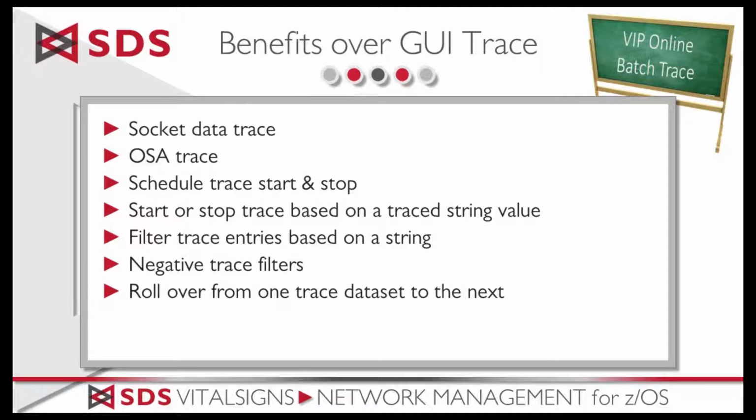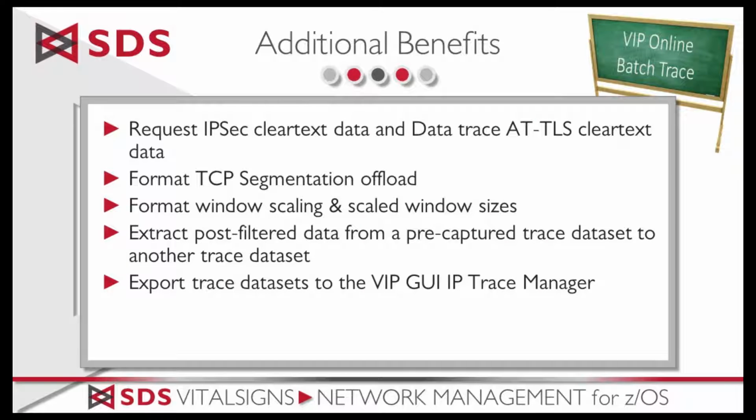There's a significant, oft-forgotten VIP component which makes the online packet trace pale in comparison. The VIP batch packet trace does much more than the online trace, as evidenced by these functions the batch trace performs, which the online trace does not. Some of the more notable benefits are: trace socket data, trace packets on the OSAs, being able to schedule when a trace starts and stops, start or stop a trace based on a trace string value, filter trace entries based on a string, display IPsec and ATTLS data in clear text, and export trace data sets to the VIP GUI IP Trace Manager. VIP batch traces can be coded once and scheduled to run later or multiple times, and they don't risk losing data when the trace buffer wraps.